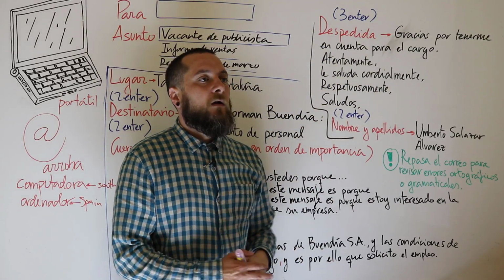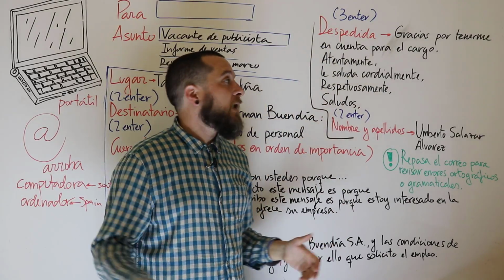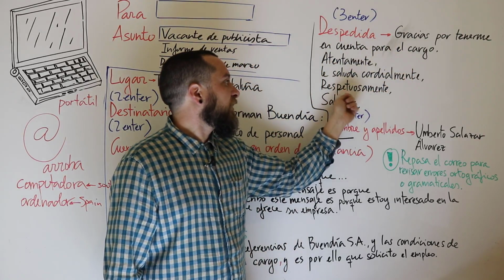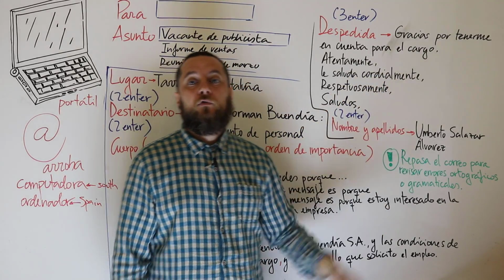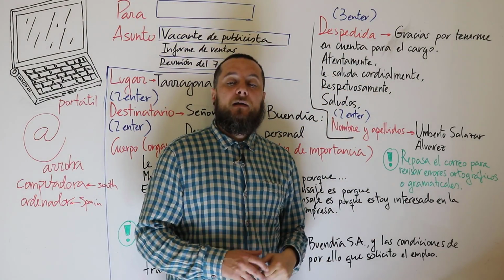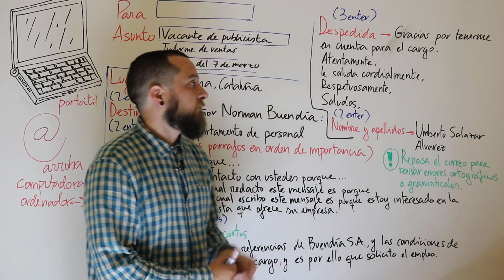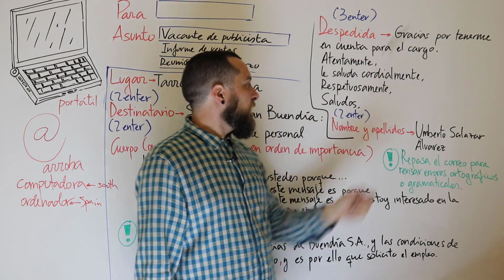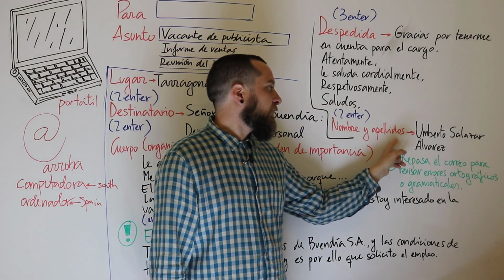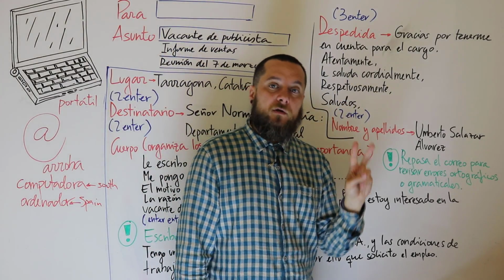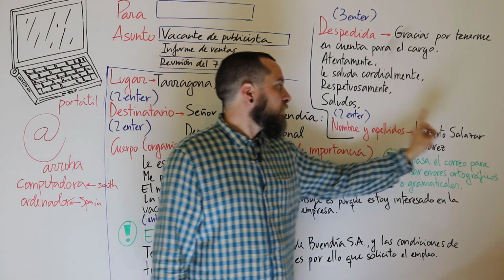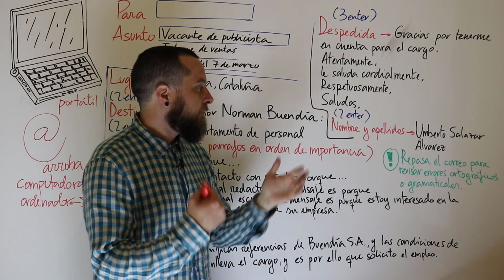Other more general ways to say goodbye in an email: atentamente, le saluda cordialmente, respetuosamente o saludos. These 4 ways to say goodbye in an email are right, and are formal, both of them. Well, once we finish with our despedida, 2 enters, and we're going to write our name and surname, okay? In Spanish, we have 2 surnames, so Humberto Salazar Álvarez, okay? Humberto Salazar Álvarez. And that's it.